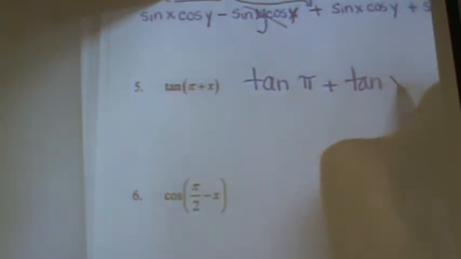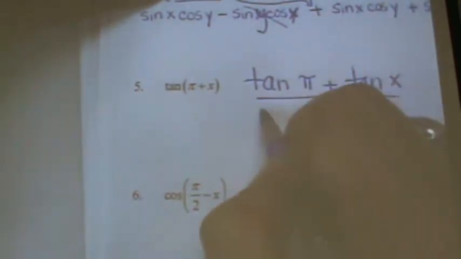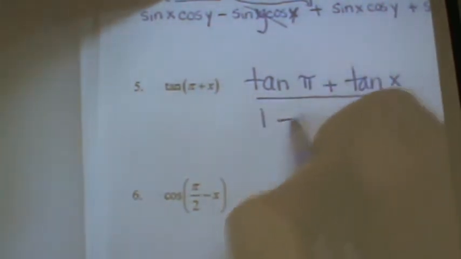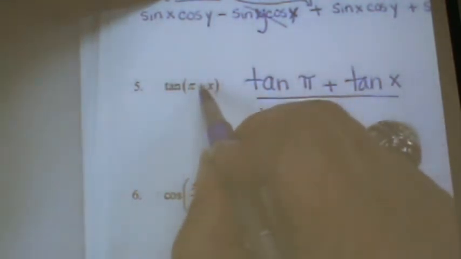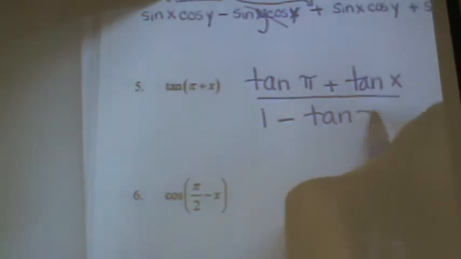Next one. Do you remember this identity? It's a tangent with a plus. It looks like this. The tangent of the first angle, same sign, tangent of x, over 1, then this is going to be an opposite. Now, if this is a minus here, that'll be a minus, but that'll be a plus. And then you do the product of these two.